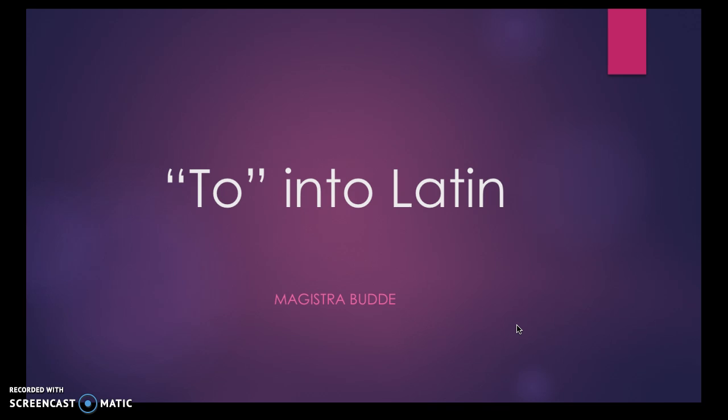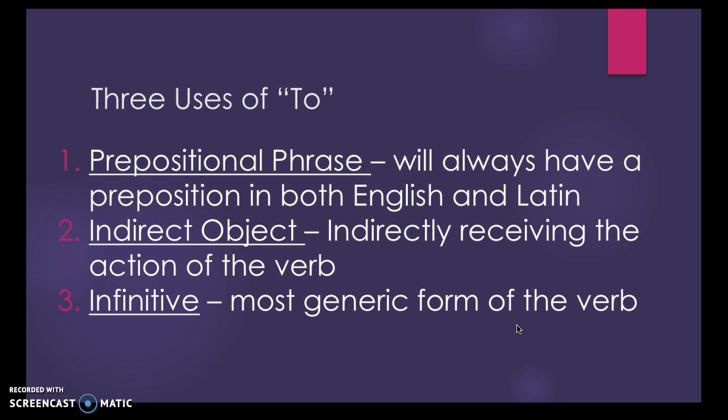This video is hopefully going to clear up some of the confusion regarding the different uses of "to" when converting from English into Latin. We've got three different uses of the word "to." One of them is as a prepositional phrase, both in English and in Latin. This will always have a preposition.